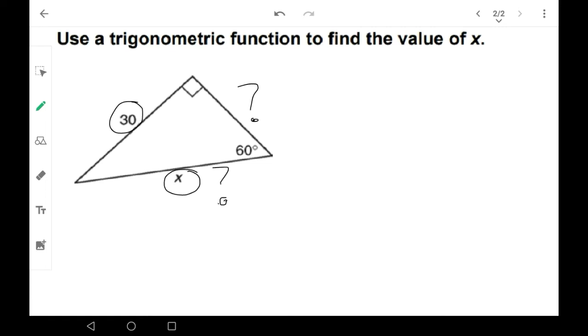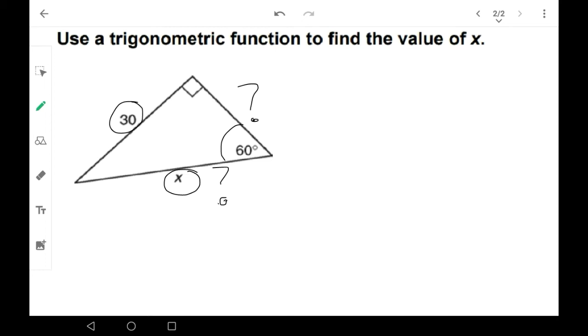But what else do we know about the triangle? We know an angle that is 60 degrees. So we have 60 degrees and we have one side. So here I have to identify which of the three trigonometric functions will be the best to find out the value of x. So remember, when you have your angle, you have to start from there.